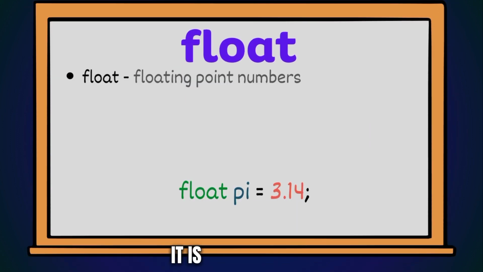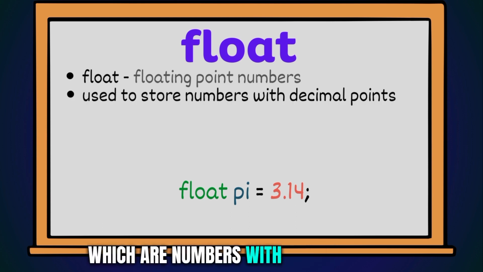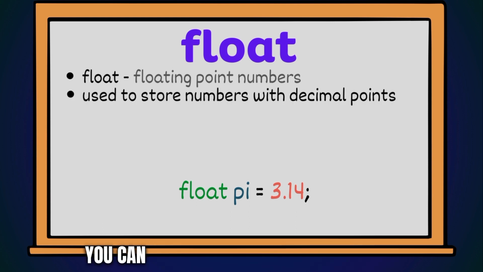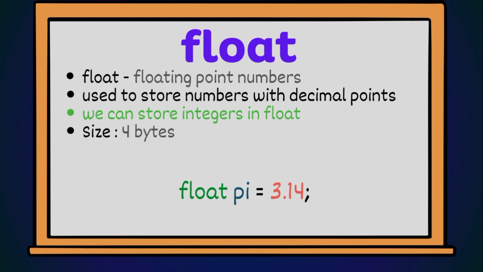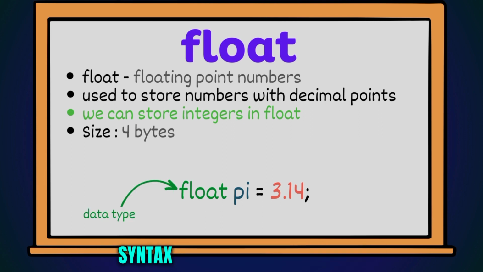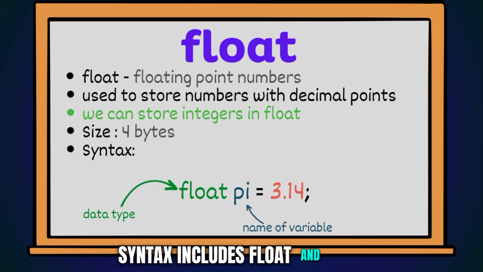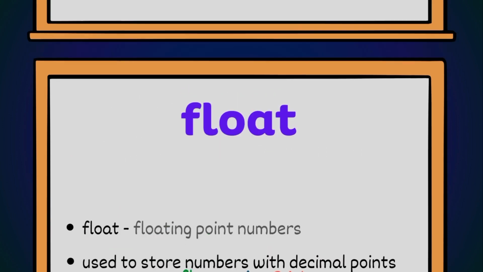Float is used to store floating point numbers, which are numbers with a decimal point. You can store integers in float without affecting the data. Its size in memory is 4 bytes as well. Syntax includes float and the name of the variable is equal to any number.